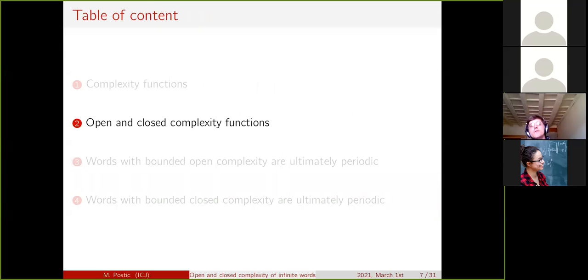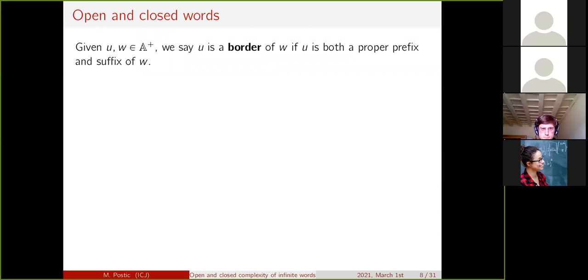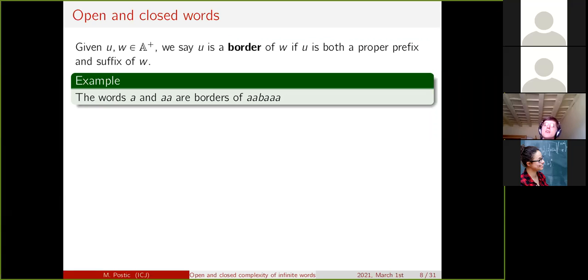Okay, now we can move to the definition of open and closed words and the complexity functions which are associated. If you take a word W, we say that another word U is a border of W if it is both a proper prefix and suffix of this word. So if we take, for example, this word AAB, AAA, you can see that A appears here and here, so it's a border. And it's also the case for AA, which appears here and here as well.